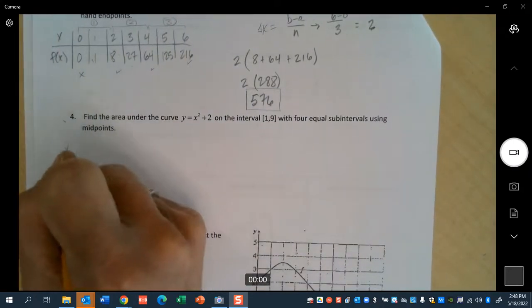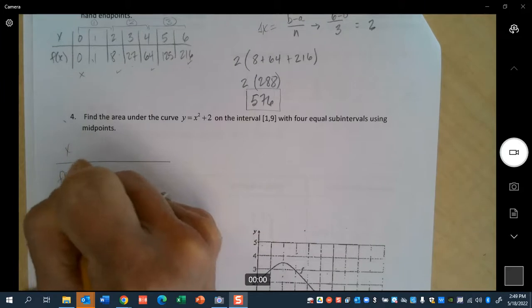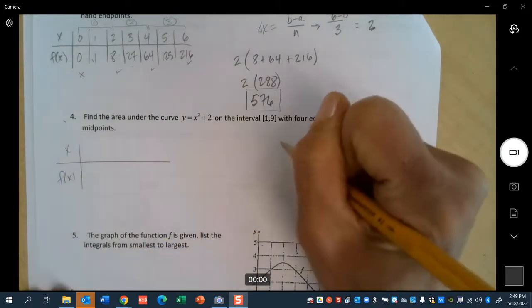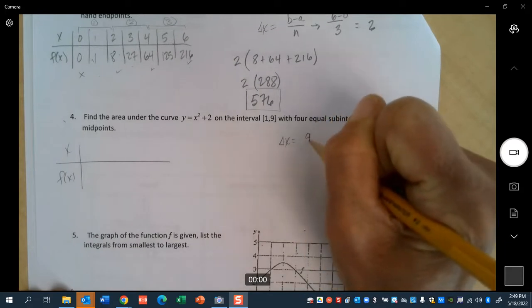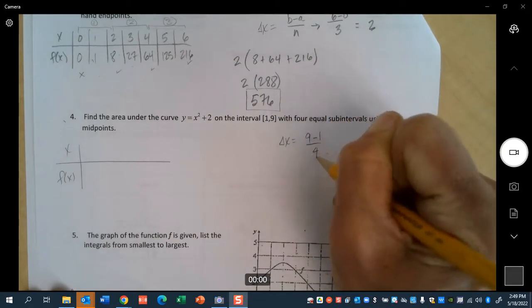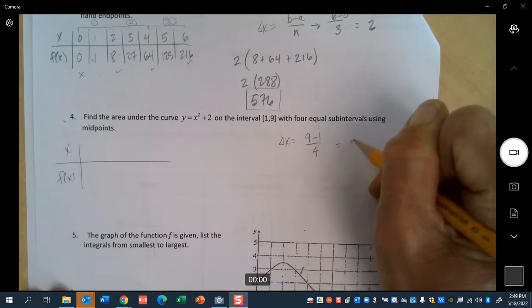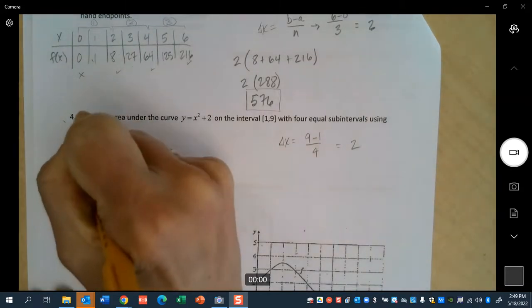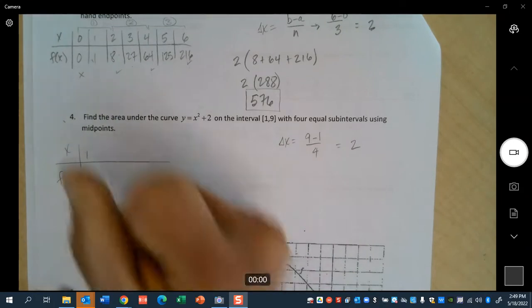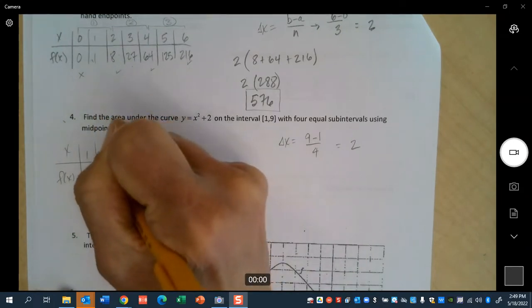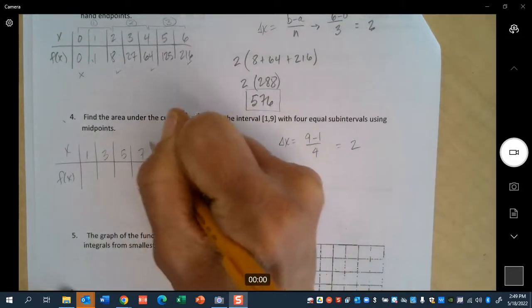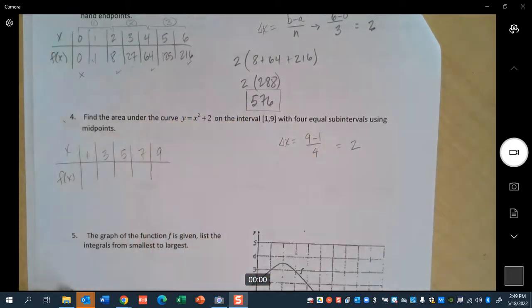All right, x, f of x, 1 to 9, my change in x is equal to 9 minus 1 divided by 4. So again, 2. So when I'm talking about 1, and if you wanted to, Catherine, you can just do 3, 5, 7, 9, right?